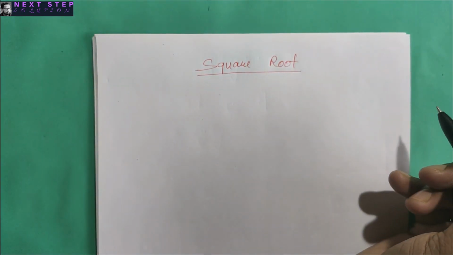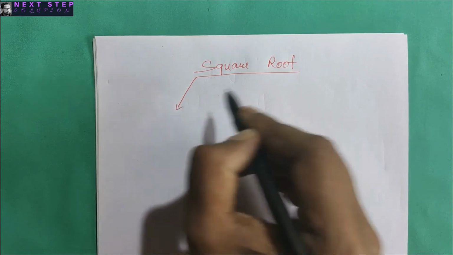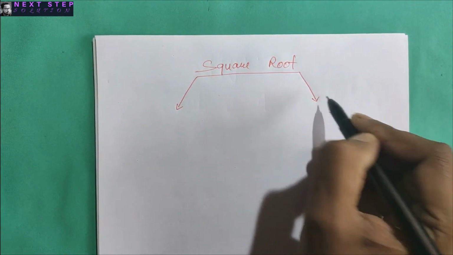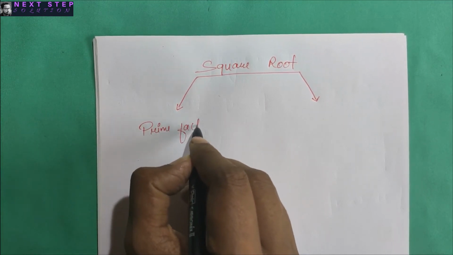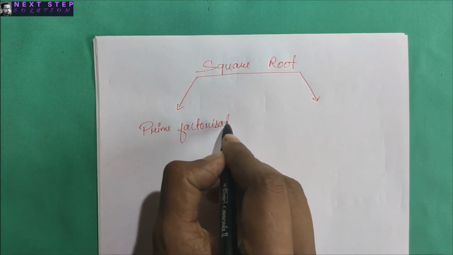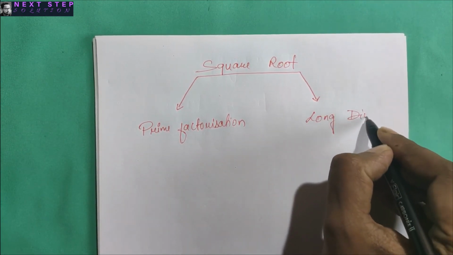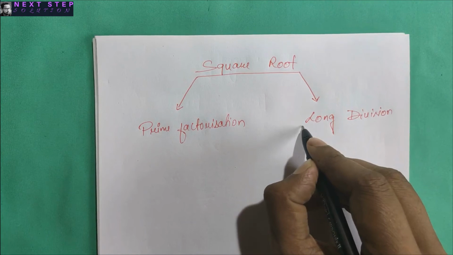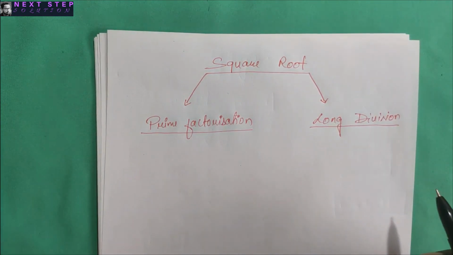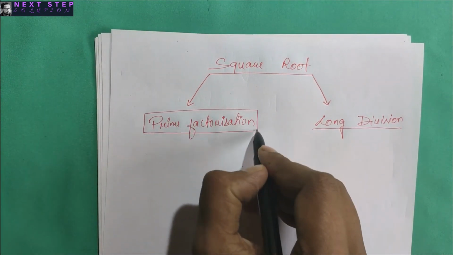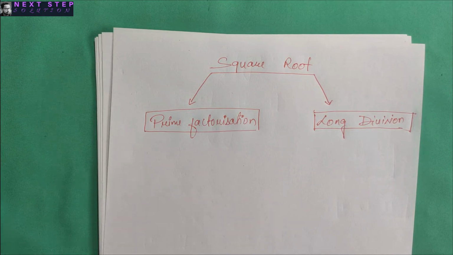Next thing is square root. For finding square root, basically we use two major methods. One is prime factorization and the other is long division. There are other methods as well, like repeated subtraction and so on, but those methods are not used for solving. We use basically these two methods: prime factorization and long division.